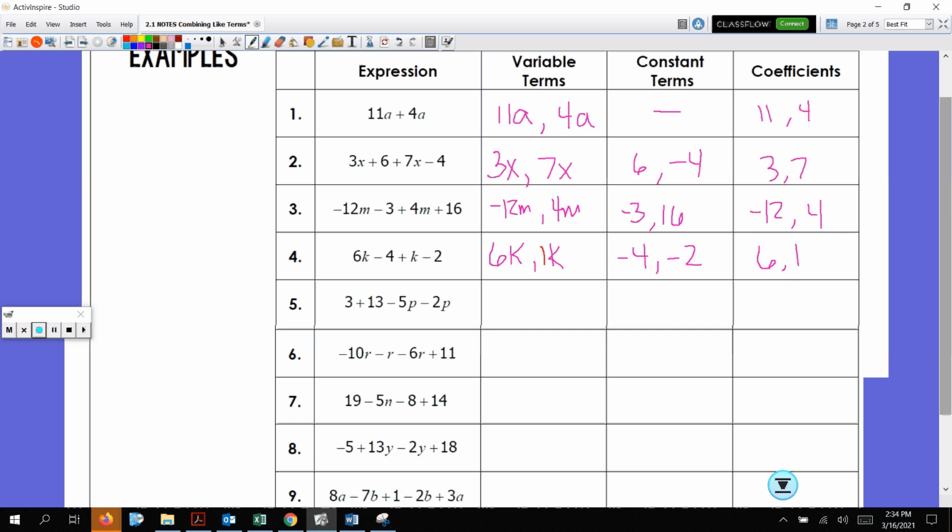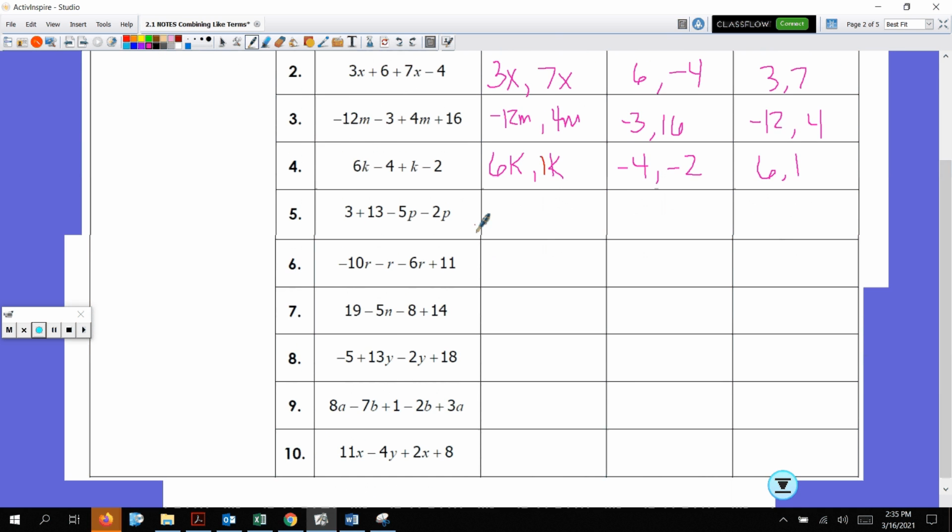All right, let's check out number 5. Variable terms, I have negative 5p and negative 2p. For my constants, I have 3 and 13. Then for my coefficients, the number in front of my variable term, I have negative 5 and negative 2. All right, so pause the video, copy down 6 through 10, and see how you do.